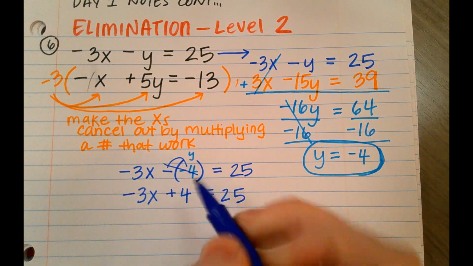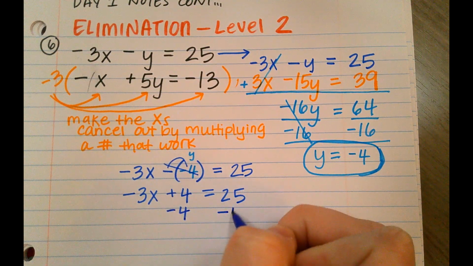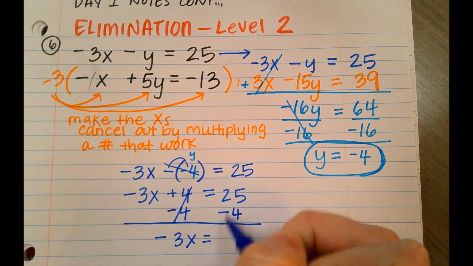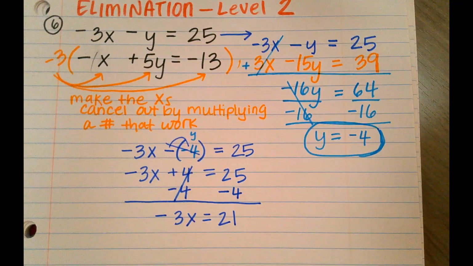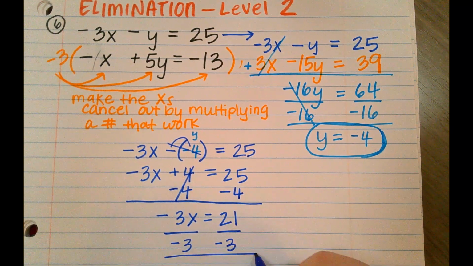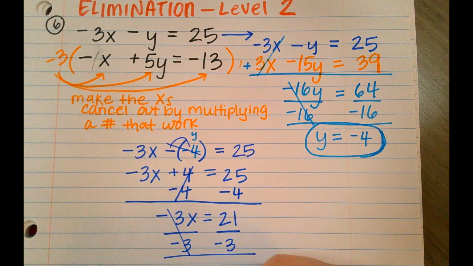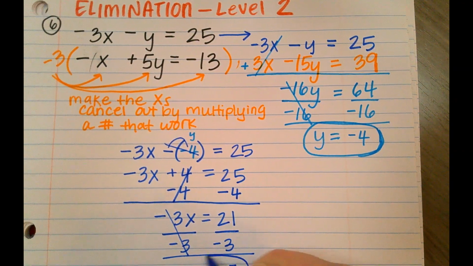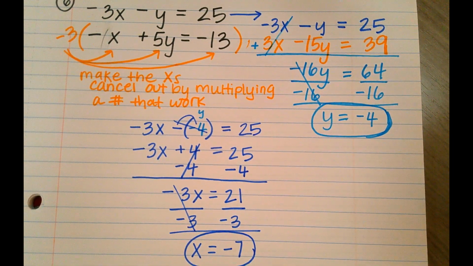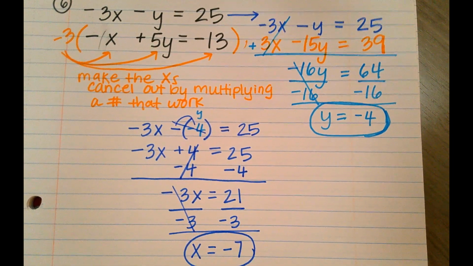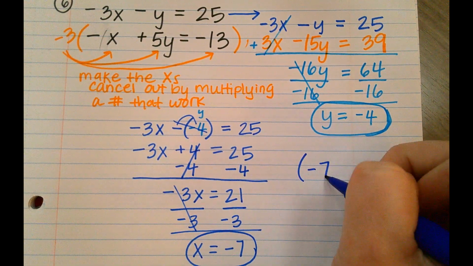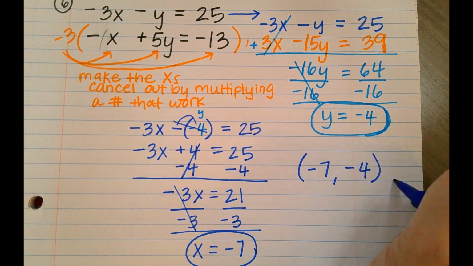Subtract 4. That turns it into -3x equals 21. Divide by -3, which equals -7. Yes, x equals -7. So good. So if I were to write this as a coordinate, what would it be? Negative 7, comma, negative 4. Yes, (-7, -4).